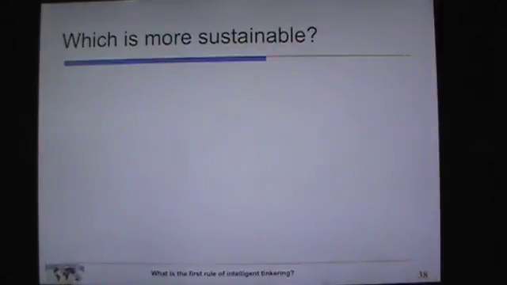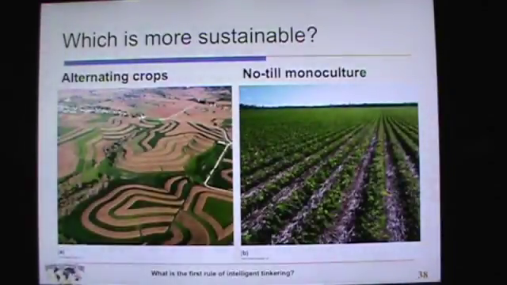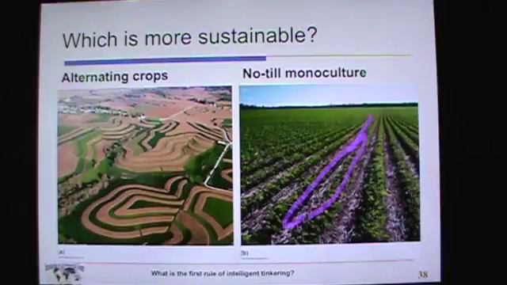So which of these is more sustainable, when you alternate crops or when you go with a no-till monoculture? Well, they're both great ideas and they're both practiced. With no-till, all that organic matter is left there in the rows between the plants. It's not actually removed. It stabilizes the soil and reduces the amount of extra fertilizer you have to use. So why not both?